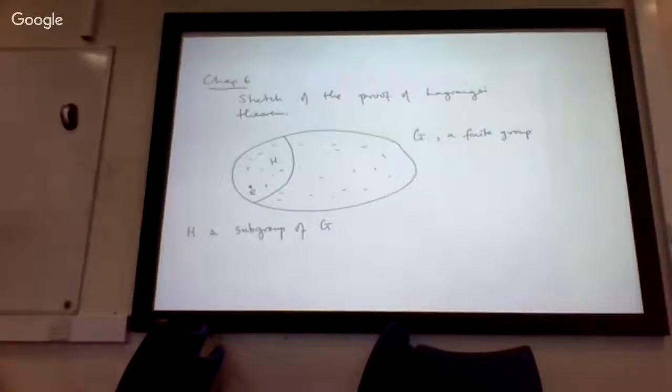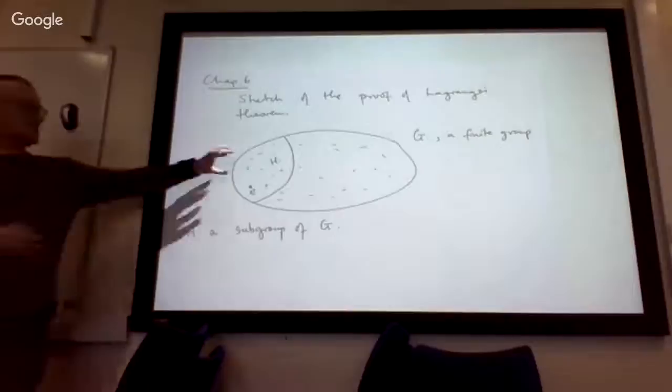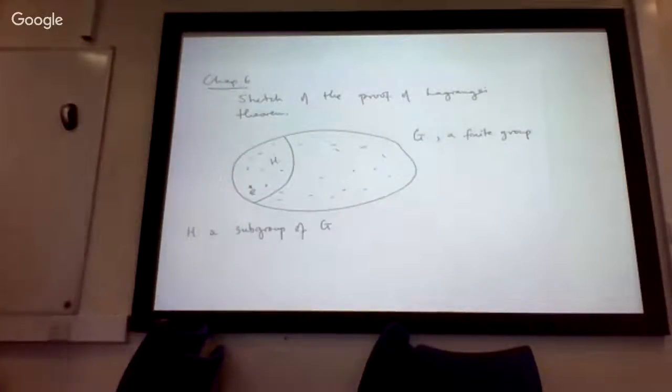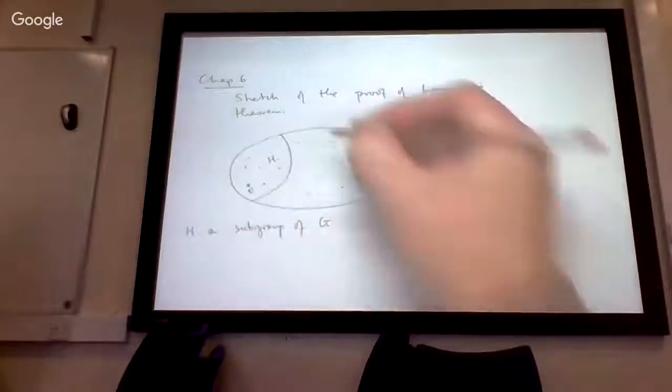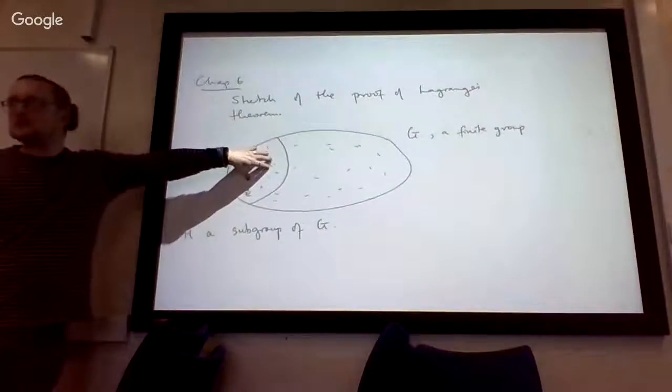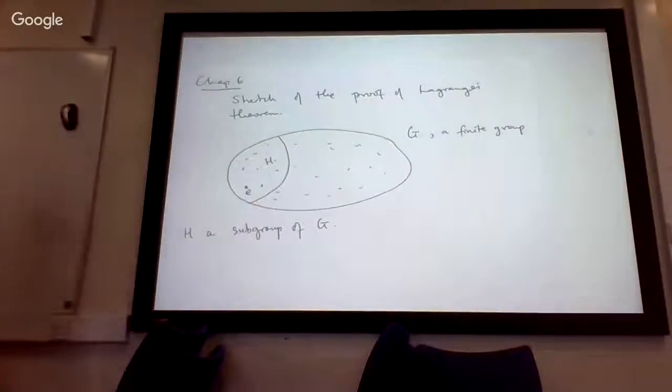Okay, that picture at the moment doesn't really tell you how or why the number of things inside H divides the total number of things inside G. Okay. But what we're going to do is, in the same way that the subgroup can be viewed as a subset of G, some of the elements of G.